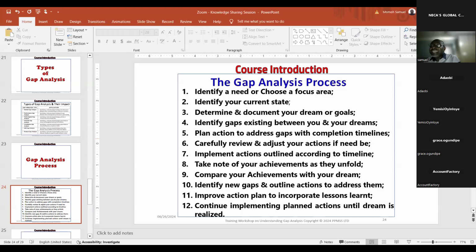And let me make mention of the fact that when you are planning actions to address gaps, you must specify timelines, completion timelines for achieving each of those actions that you have put in place. So, let's say we started the project 1st of July, for example, by the end of July, we are going to be checking all the gaps that are actionable within 1 month.